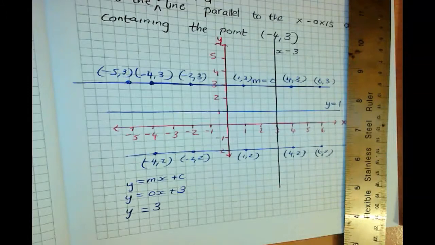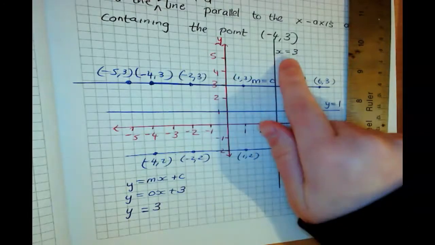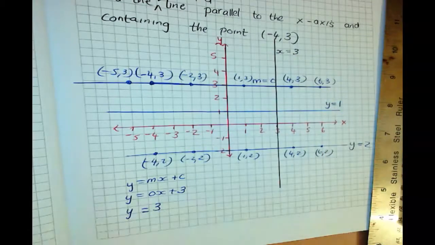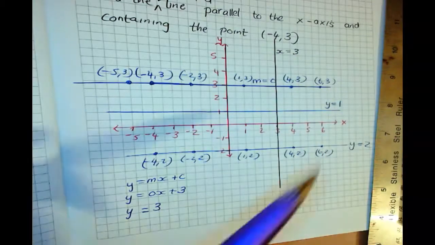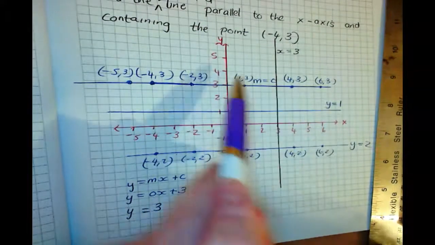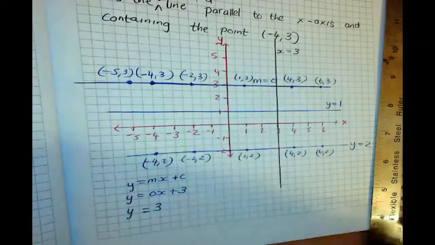Is that okay, lads? So that's why x is equal to 3. So no matter what point you pick along there, x is going to be equal to 3. So that goes for any vertical or horizontal line. You're always going to have an equation like x is equal to 3, or y is equal to 1, depending on it, okay? So if it's parallel to x, you're going to have y is equal to a number, and if it's parallel to y, x is equal to a number.